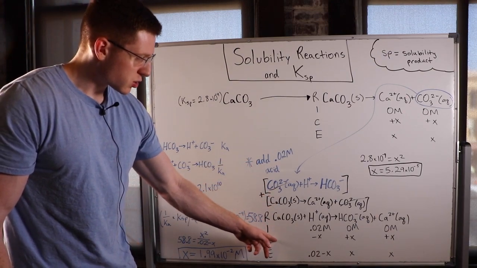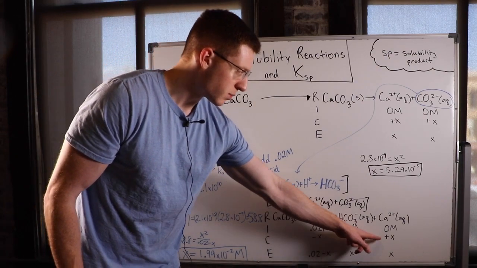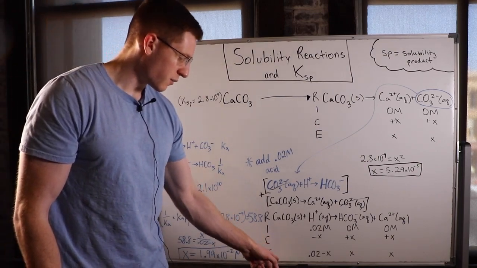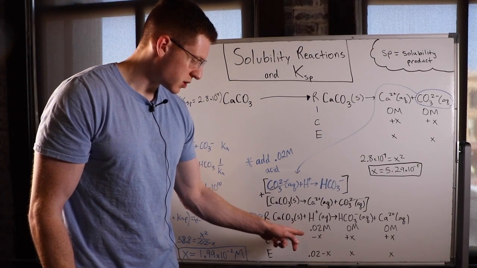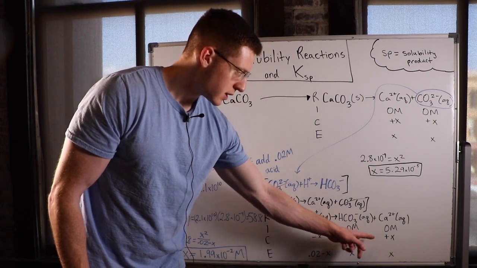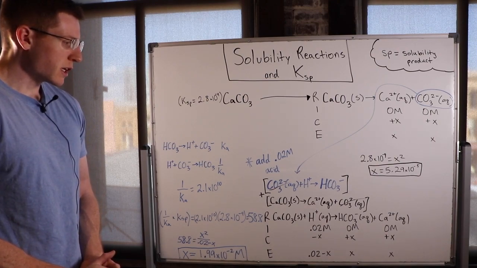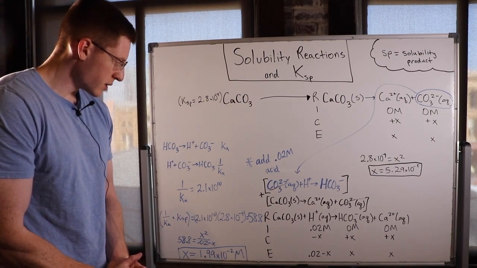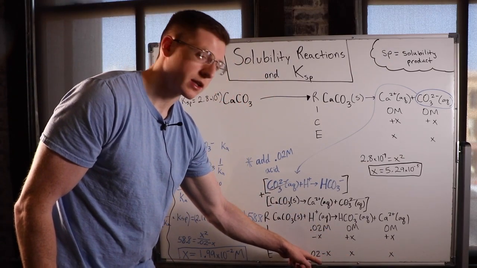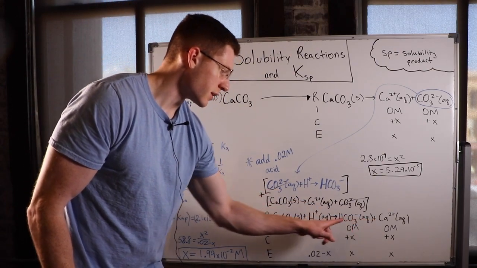So in our change row, we know that this is going to be minus x because it's a reactant, plus x and plus x because they're products, all with stoichiometric coefficients of 1. And then our final equilibrium row is going to be the addition of I and C, so 0.02 minus x, 0 plus x, 0 plus x. And so if we want to set up an equilibrium expression here, we know it's going to be x squared over 0.02 minus x, right? But we need to find our equilibrium constant for this resultant reaction here.